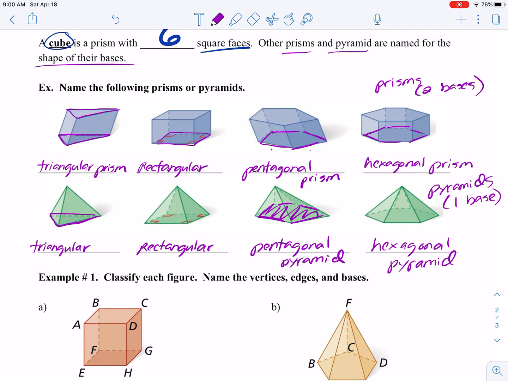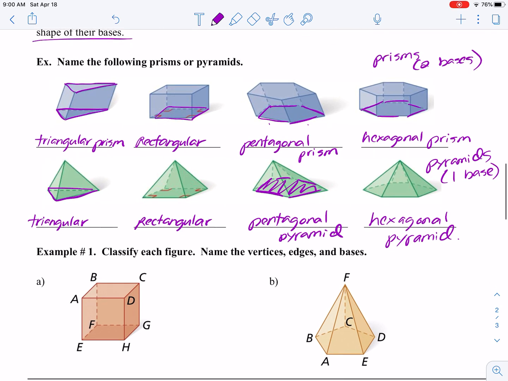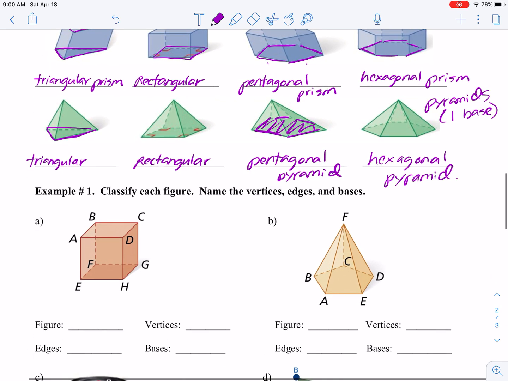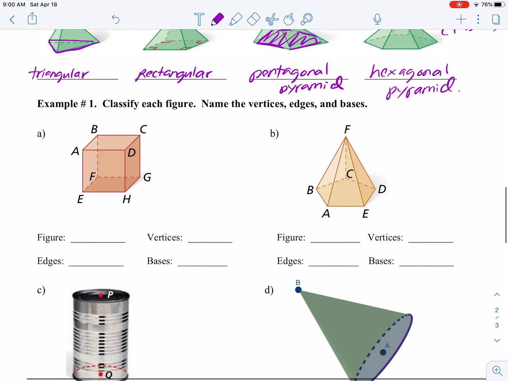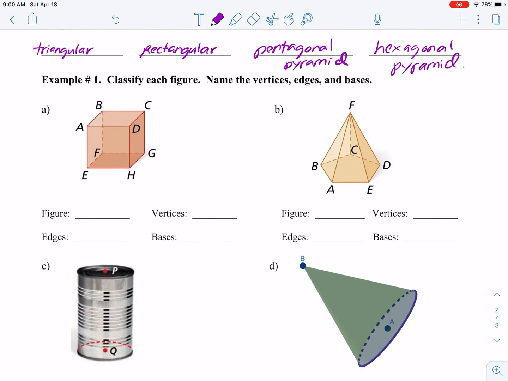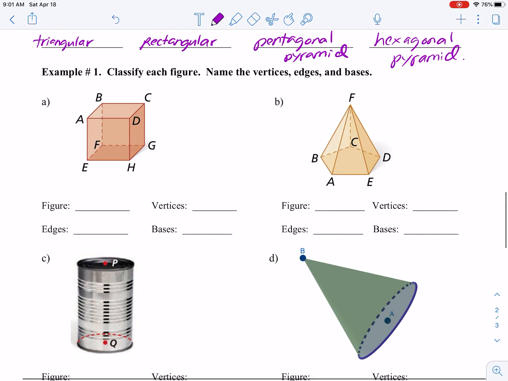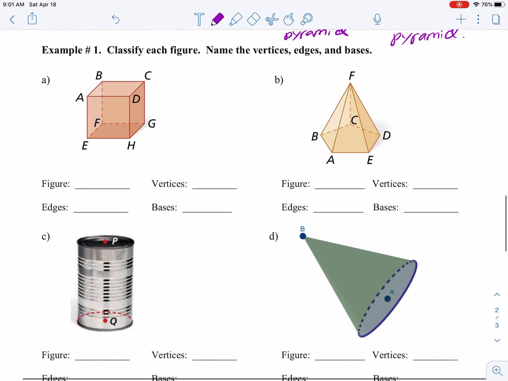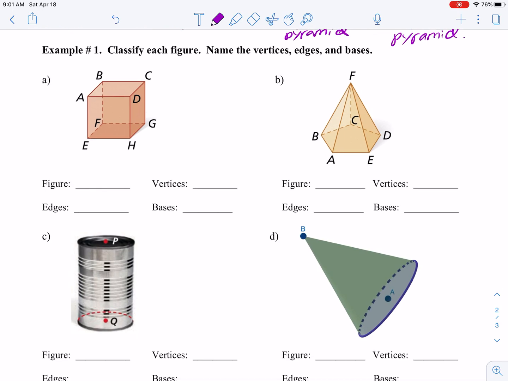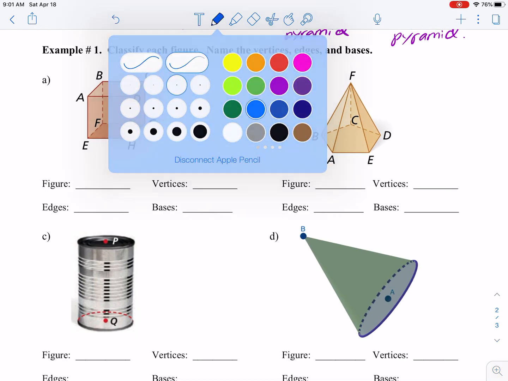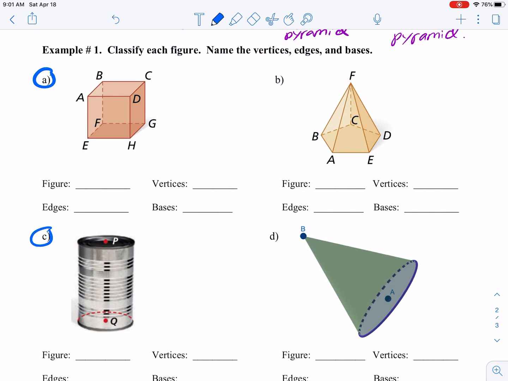And we're going to practice a bunch of these on a worksheet that you guys have in your notes right after we finish with a couple of these examples here, okay? So what I'd like us to finish with would be classifying each of these solids and then naming some of the vertices, edges, and bases. Let's do the first one together. We'll do A and C together, and then I'll let you pause the video and you can work out B and D on your own.